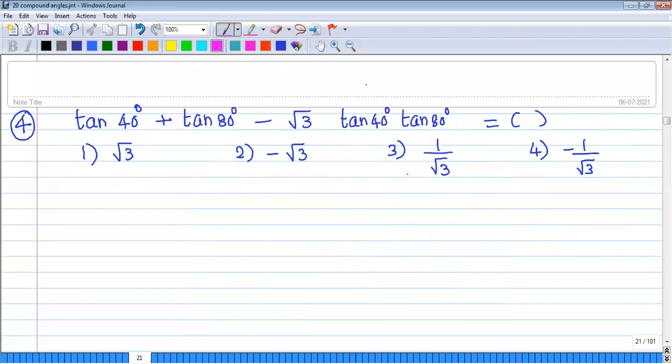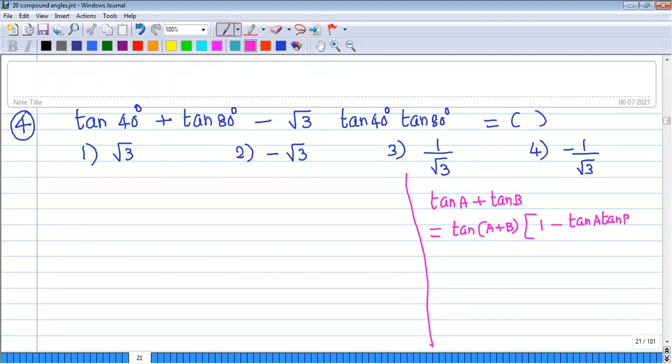Okay, don't worry. First, it is in the form of tan A plus tan B. I will give the shortcut. This is the shortcut, but don't use it for the board examinations. Whenever you see tan A plus tan B, leave the minus root 3 tan 40 tan 80 separate. Only take the first term and second term. This tan A plus tan B we can write like this: tan of A plus B into 1 minus tan A tan B. Then you will get the answer.